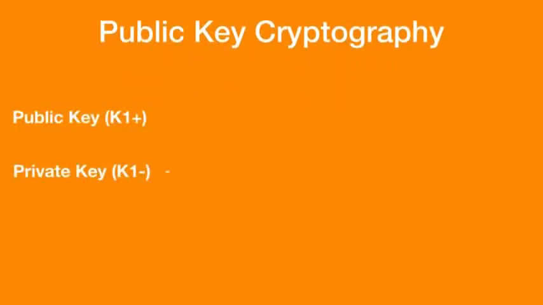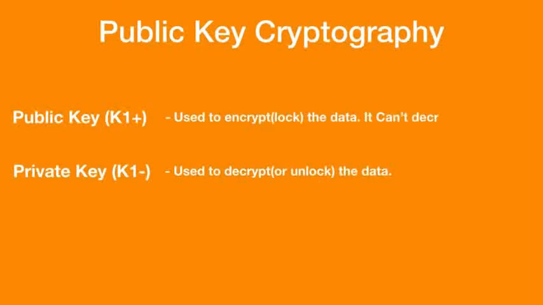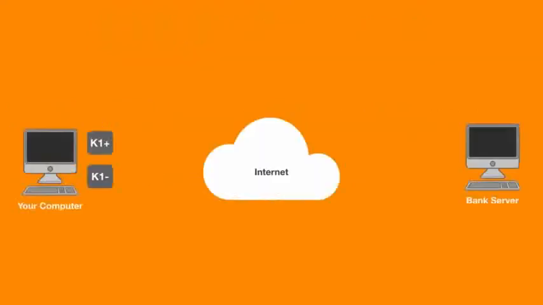We first generate two keys, namely a private key and a public key, using the RSA algorithm. Let's say the public key is K1 plus and the private key is K1 minus. The private key is used to decrypt the data and the public key is used to encrypt it. Please note that the public key cannot be used to decrypt the data. We keep the private key with us and we won't share this with anyone, not even with the bank server. We now send the public key to the bank server in plain text. Even if someone captures our public key, it doesn't matter because they cannot decrypt any data using this key. All they can do is encrypt data.